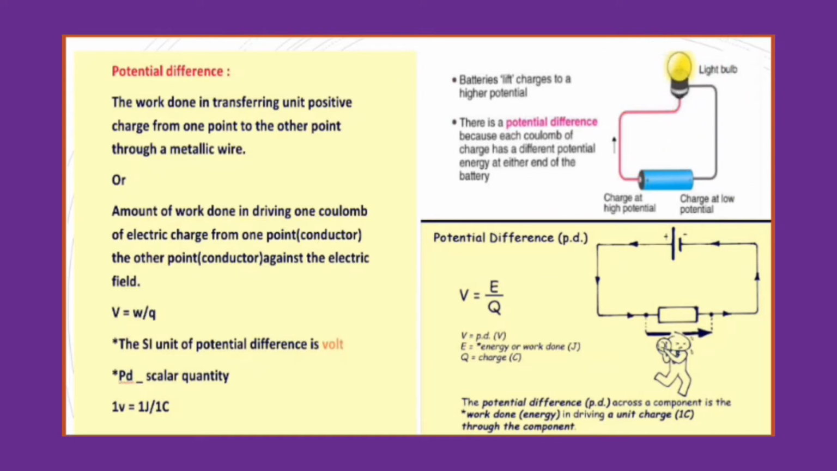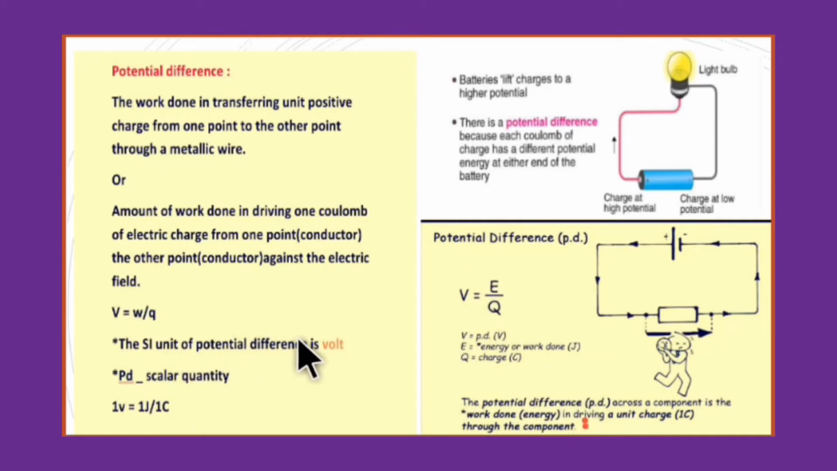Okay. So there is a potential difference because each coulomb of charge has a different potential energy at either end of the battery. In simple terms, when we have to carry a positive charge from the positive end of this battery to the other end, there needs to be work done, so energy is spent there. Okay, so V is equal to E by Q, where E is energy or work. When we say work done, it is the energy in driving a unit charge, that is 1 coulomb, through a component. Okay, so this is potential difference.